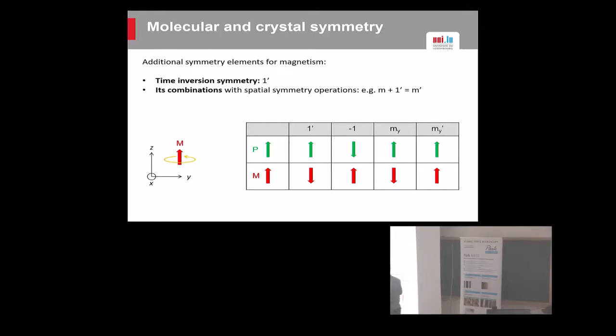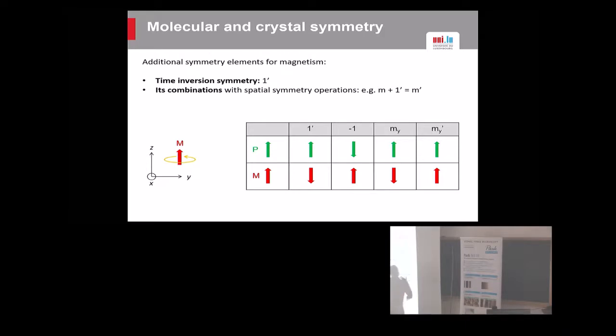Just as a reminder that I find useful, when you talk about magnetism and magnetic symmetry, you should not forget that the magnetic dipole is not a true vector. It's not a polar vector like polarization, right? If something, it's more like an axial vector, which is best represented by this kind of loop.